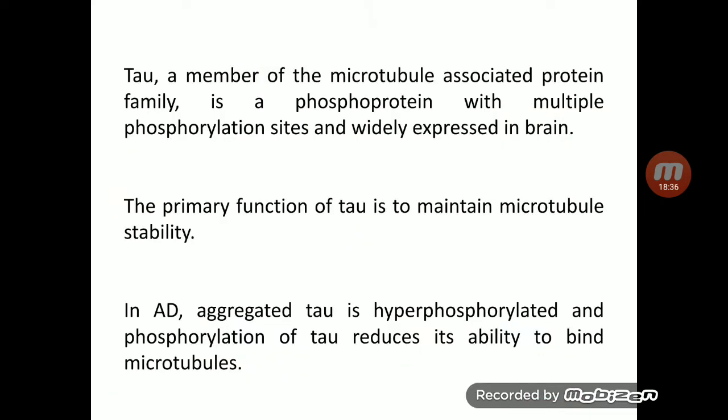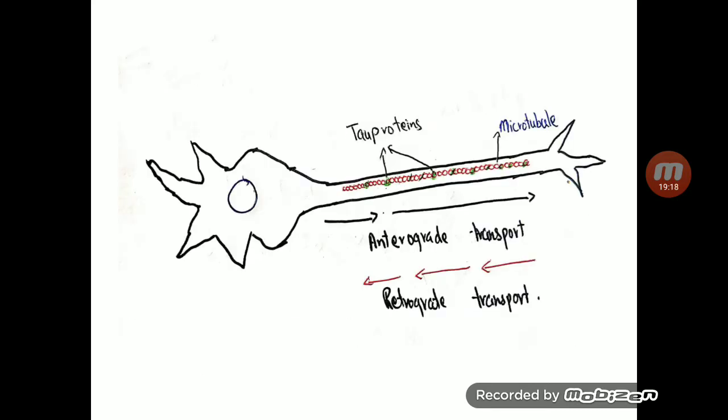So next we are going to talk about your intracellular deposition, or you can say your neurofibrillary tangles of tau protein. Tau protein, or tau, is a member of the microtubule associated protein family, and it is a phosphoprotein with multiple phosphorylation sites, widely expressed in the brain. The primary function of tau is to maintain microtubule stability. In Alzheimer's disease, there is hyperphosphorylation of tau protein, due to which there is disruption in the microtubules. So I'll explain it in this diagram.